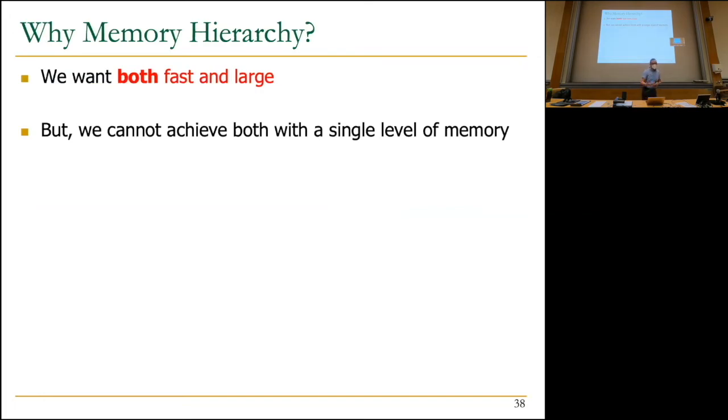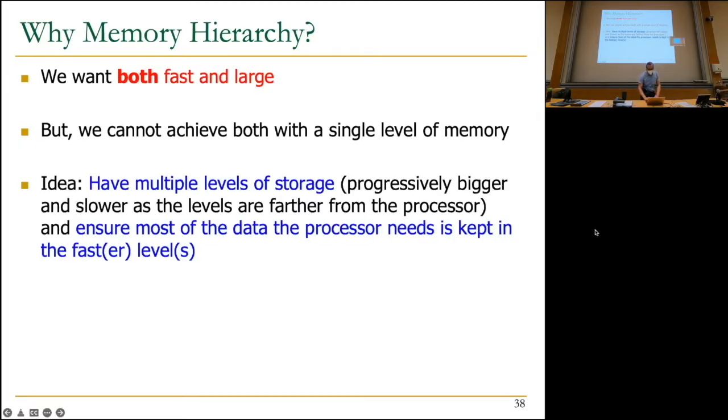But ideally, we want both fast and large, right? So the question is, we're not going to get it with a single memory technology. Can we somehow achieve it with multiple levels of memory? And that's the idea of a memory hierarchy. Basically, we want to have multiple levels of storage, progressively bigger and slower as the levels get farther away from the processor. We're still thinking processor-centric, right?